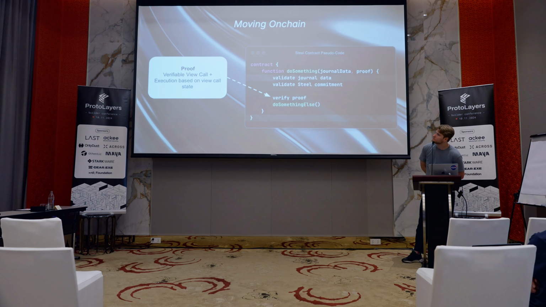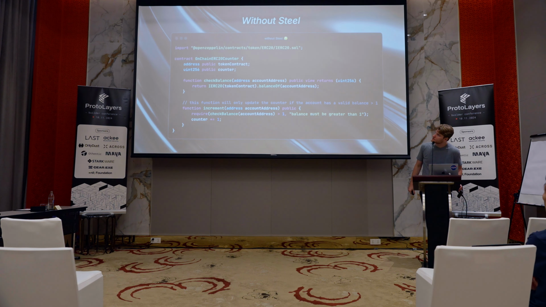Thinking about the pseudocode for a Steel contract, a smart contract that uses Steel, we're going to do something, and we're going to pass through what's called the journal data, which is the outputs of the guest program, and the proof. We're going to validate the journal, and we're going to validate the Steel commitment. We'll get into that in a second. The meat of this is we're going to verify the proof that this guest program executed this logic off-chain based on some verifiable view call state. And then you can do something else after. The something else is almost always going to be updating the state based on what the proof wants. Because at the end of the day, you want to take logic off-chain, and then use the on-chain version for state that is under consensus. So what does this look like on-chain?